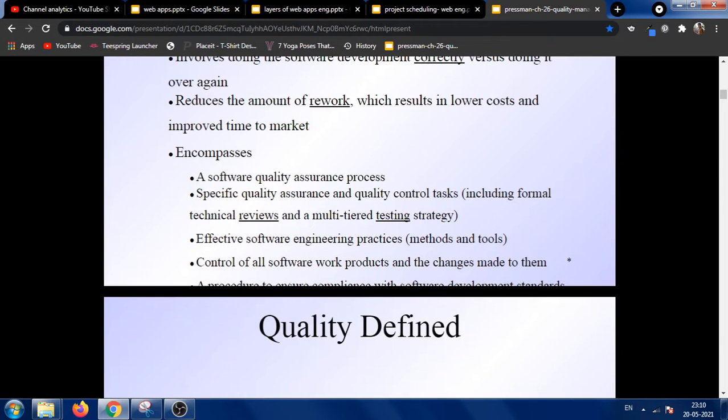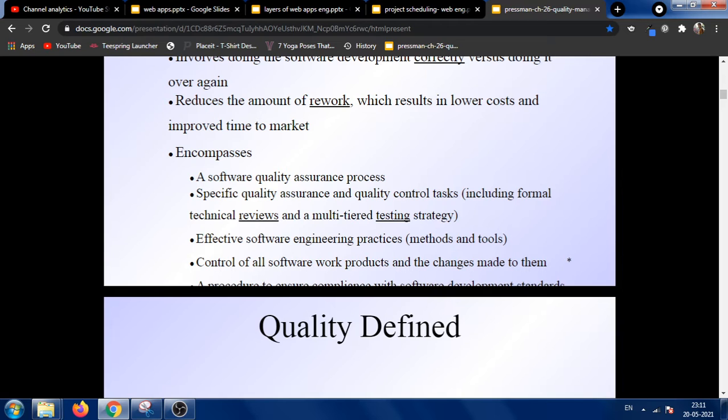Then it encompasses a software quality assurance process and specific quality assurance and quality control tasks. That is, we always have formal technical reviews. Every time during some phases we have a technical review. It is a formal technical review which reviews what has been done, what has been perfectly done, whether anything has gone wrong, and where we can improve. So all the reviews will always be done then and there.